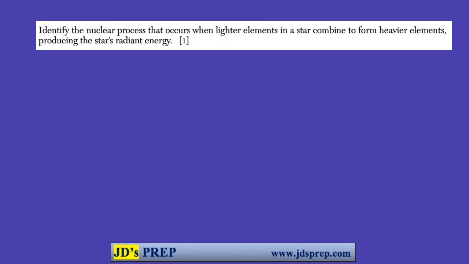Next question asks us, what is the process that occurs when lighter elements in a star combine to form heavier elements? So that produces a ton of energy. That process of lighter elements coming together to form heavier elements, that is nuclear fission.